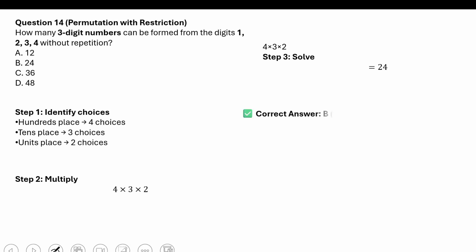So 24 is the number of ways that a three-digit number can be formed from 1, 2, 3, 4 without repetition. So the next one has to do with probability of two events. It says a bag contains 5 red balls and 3 blue balls. One ball is selected randomly. Find the probability of selecting a red ball.